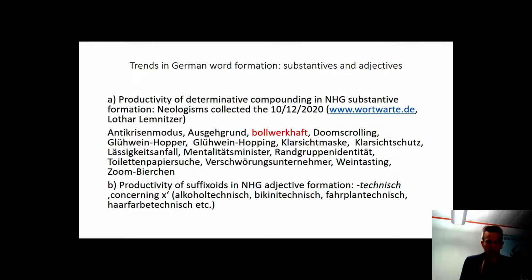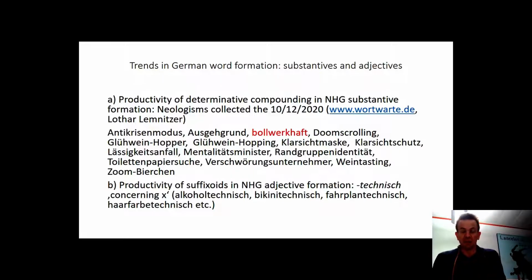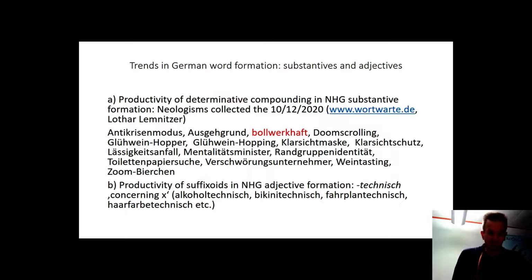In the contemporary language, for example, the element -technisch is particularly productive, the occurrence of which in forms such as alkoholtechnisch, bikinitechnisch, or haarfarbetechnisch has nothing to do with technology, but should be paraphrased as relating to something. Historically, the lexical use of technisch as related to technology is of course the primary meaning. The increase in formations such as alkoholtechnisch thus reflects a seepage of lexical elements into word formation.